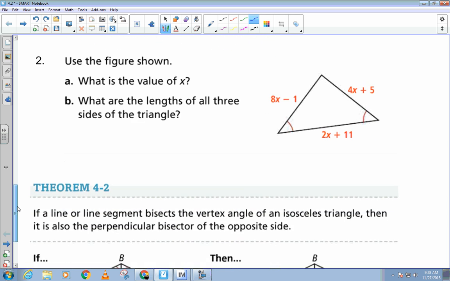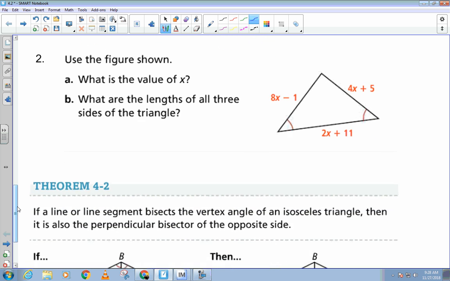Alright, here's another one. Use the figure below. What is the value of x? What are the lengths of all three sides? So a similar question. Okay? You see these two angles here are equal. What does that tell me? That the two sides are equal, right?